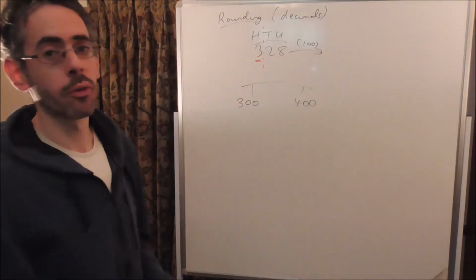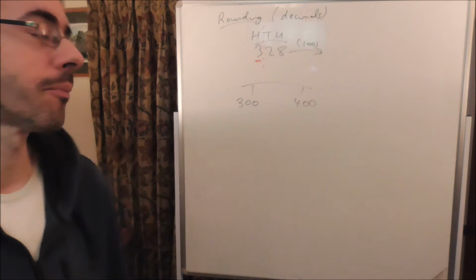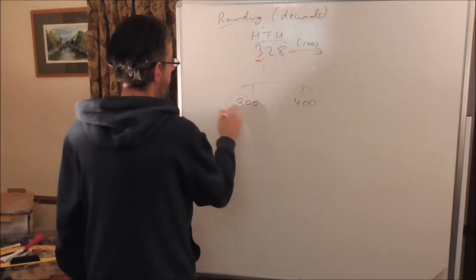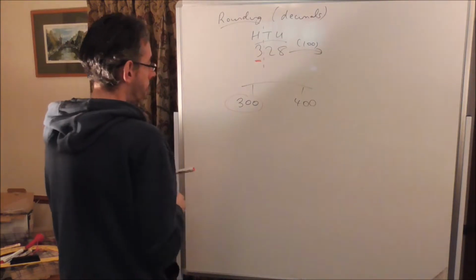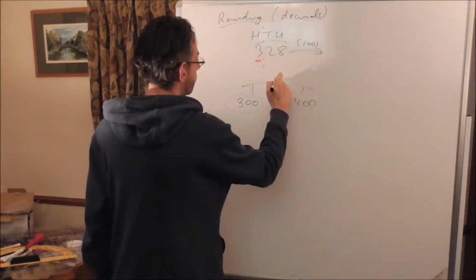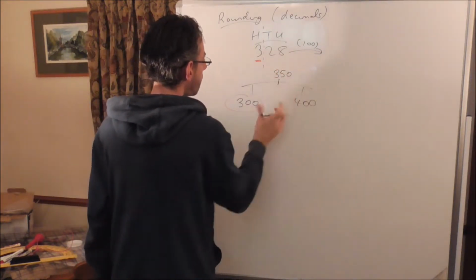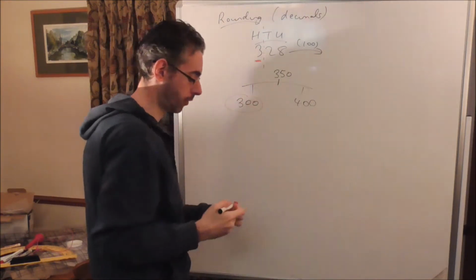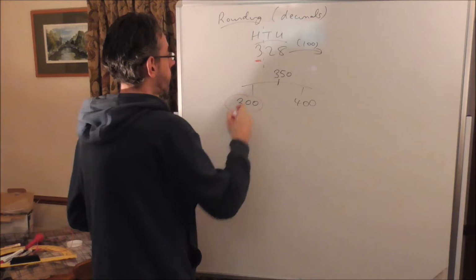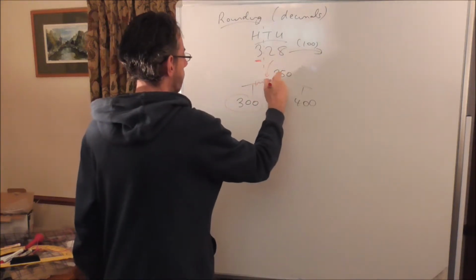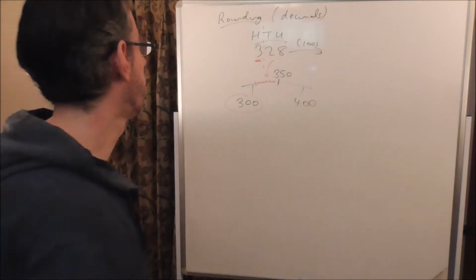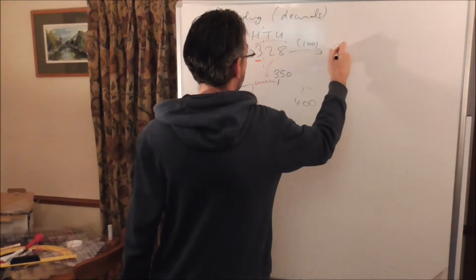And we've got to decide whether it's closer to 300 or 400. You can immediately tell it's closer to 300. Halfway between 300 and 400 is 350. That's a gap of 100, so half of 100 is 50, so that's a gap of 50, so 350 is in the middle. Since 328 is less than that, we know it's here somewhere, so it's closer to 300. So 328 to the nearest 100 is 300.